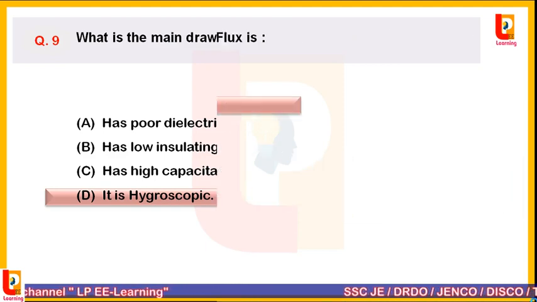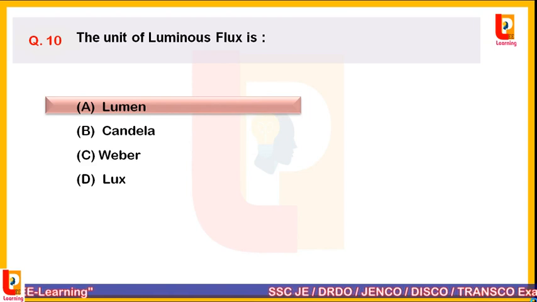Next question, question 10. The unit of luminous flux is. Option A, lumen is the correct answer, and lux is a unit of illumination.